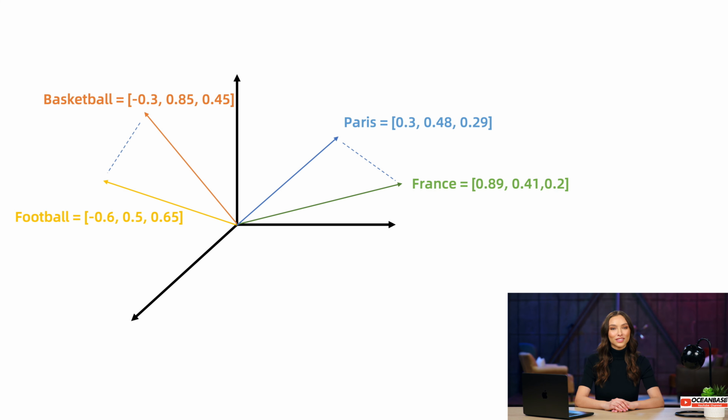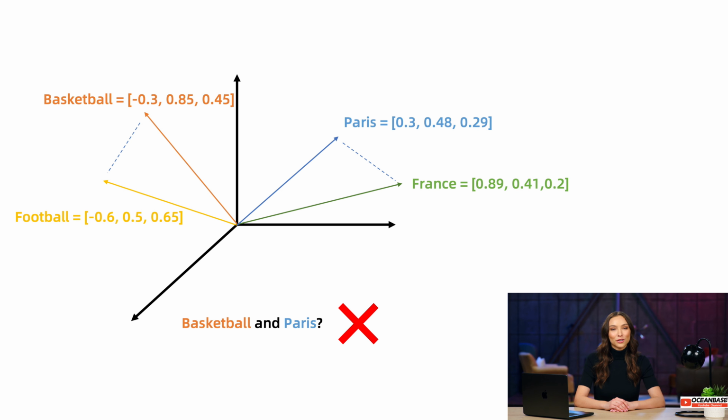A vector is just a list of numbers. It could represent a sentence, an image, or even a sound. These numbers capture meaning using what's called an embedding model. For example, if I say Paris and France, their vectors are close in space. But Paris and basketball? Not so much.